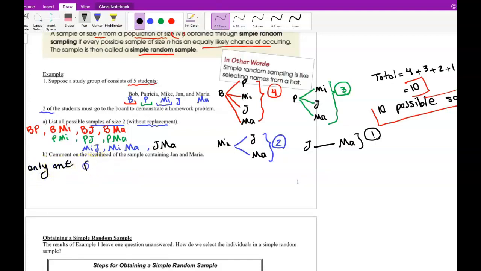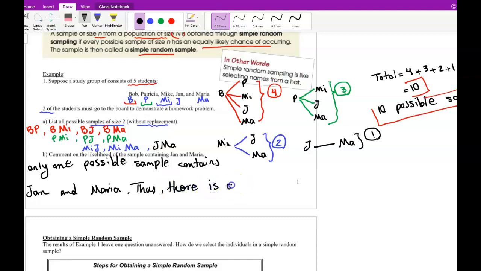Only one possible sample contains Jane and Maria. Therefore, there is a 1 in 10 chance.